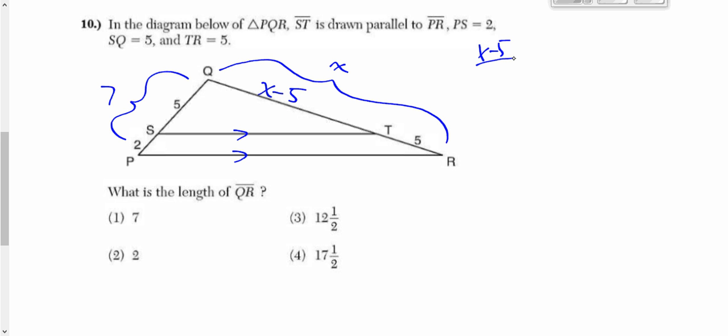There's a couple ways you could do it. I could do X minus 5 over X equals 5 over 7. What else could I do? Could I do X minus 5 over 5 equals X over 7? Remember that there's all sorts of corresponding things you can set up here. The way I was looking, I was doing X minus 5 over 5 equals X over 7.